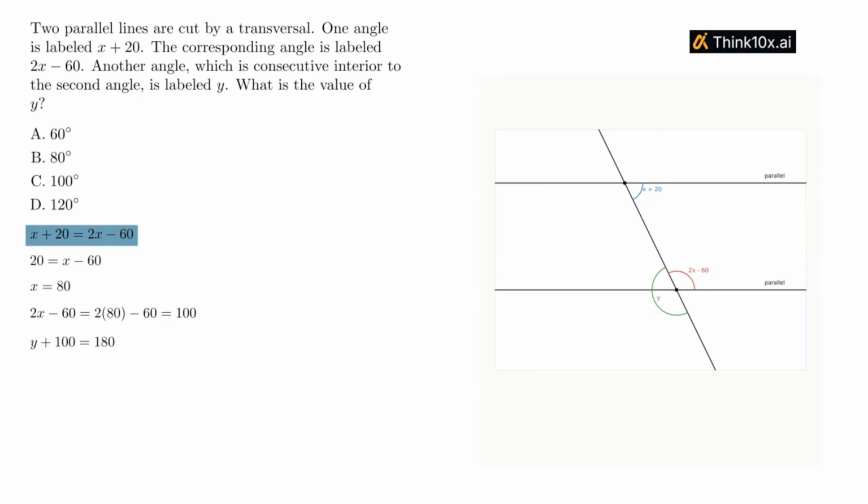Consecutive interior angles sit on the same side of the transversal between the parallel lines, and they always add up to 180 degrees. So y plus 100 must equal 180. Consecutive interior angles are supplementary, so they add to 180.